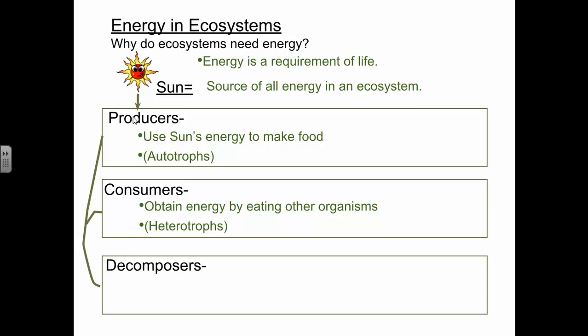Then we have a special type of consumer called a decomposer. What does it mean for something to decompose, Grace? To break down. Yeah, to break down. Decomposers are the organisms that break down dead organisms. The squirrel dies out in the courtyard, it's not going to be there for that long. Eventually it's going to disappear. And the reason it disappears is it decomposes, it breaks down.